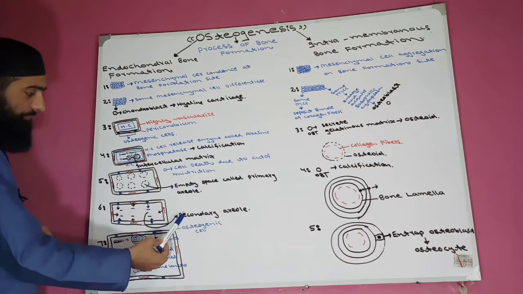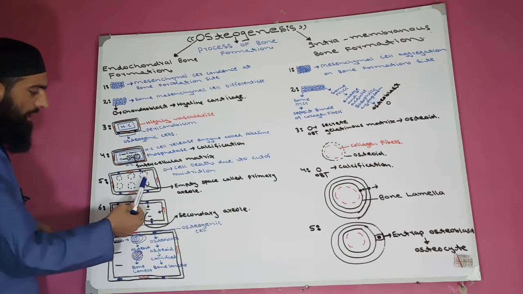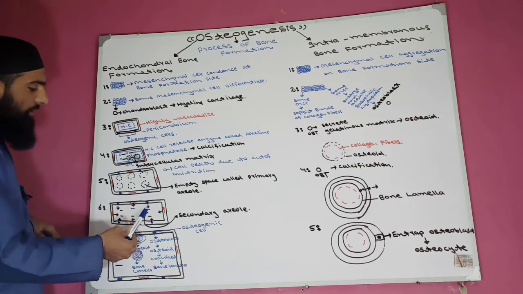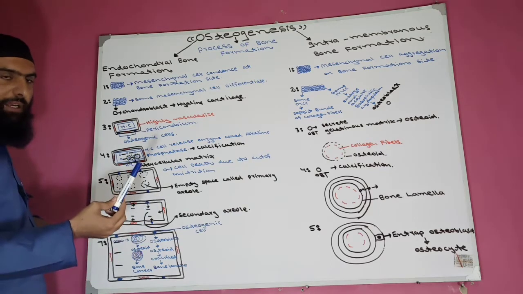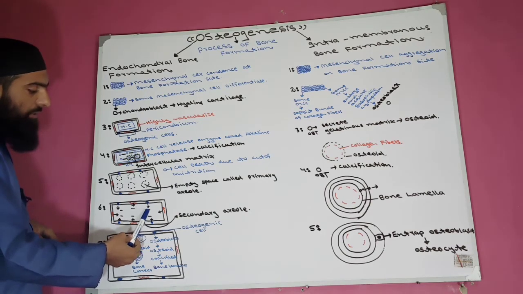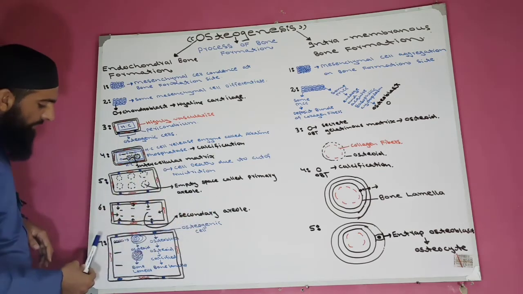In sixth step, the osteogenic cells and the blood vessels attack the calcification circle, and as a result, there will be dissolution and washing away of the calcification circle. In the result, there will be small walls of calcified matrix remaining, and the space between these walls is known as secondary areole.